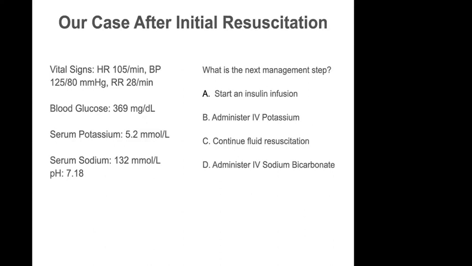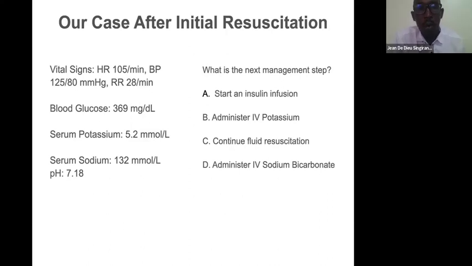Okay, here are your results. So the answer is A. We need to start insulin infusion as we have given IV fluid. The potassium is above the recommended level, because they recommend that when potassium is above 3.5, we are allowed to start insulin infusion. So we can now start the insulin infusion.